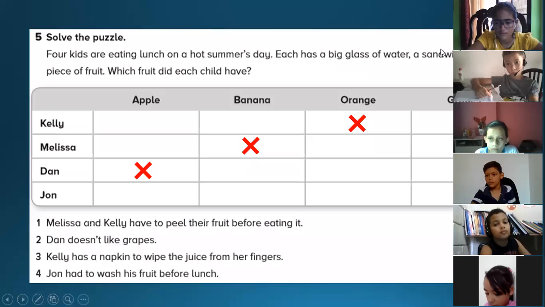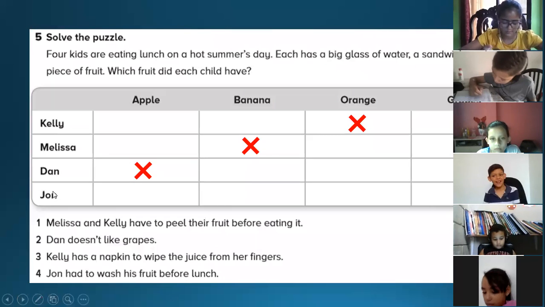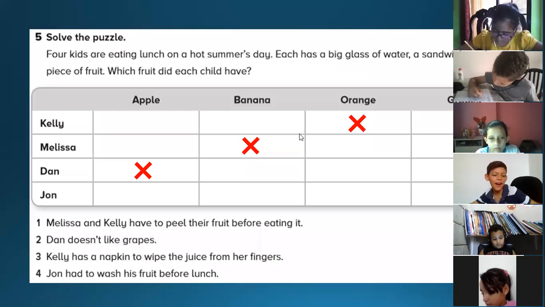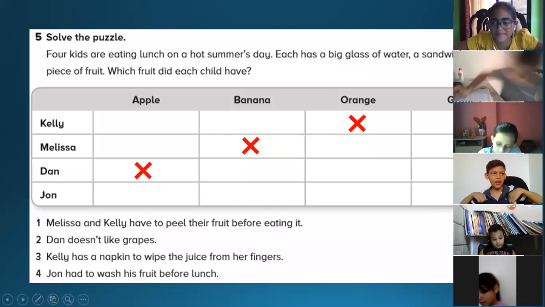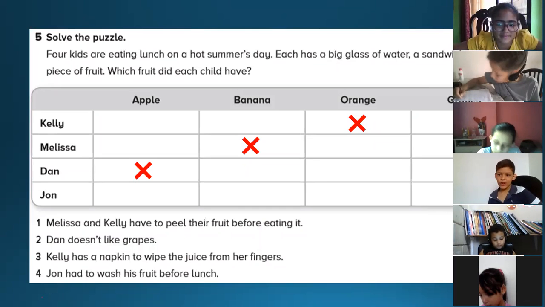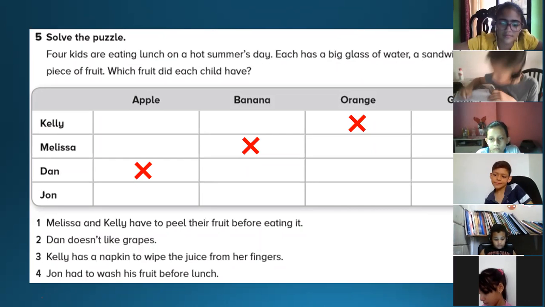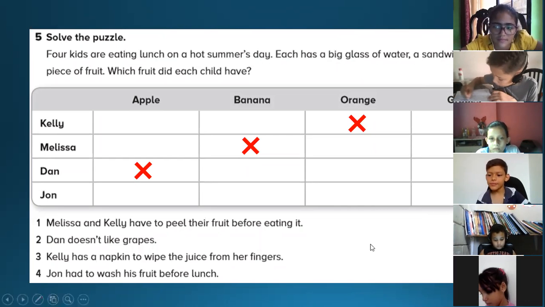So finally, the other one, John, is grapes. John's fruit is grapes. Excellent, guys. You were excellent detectives to solve problems. Excellent.